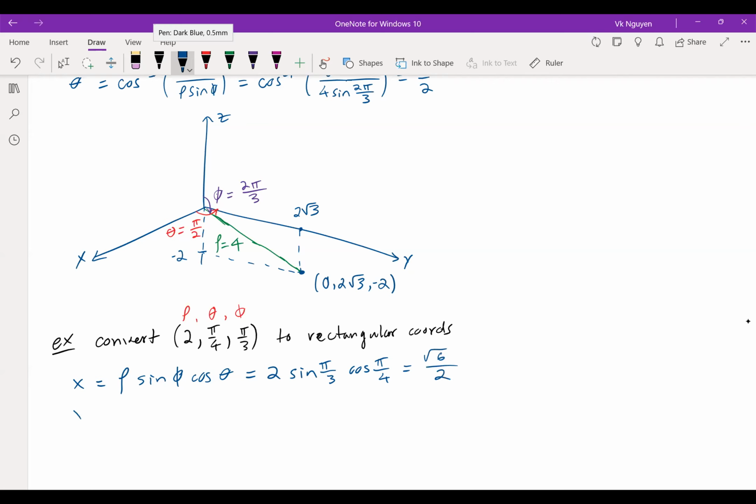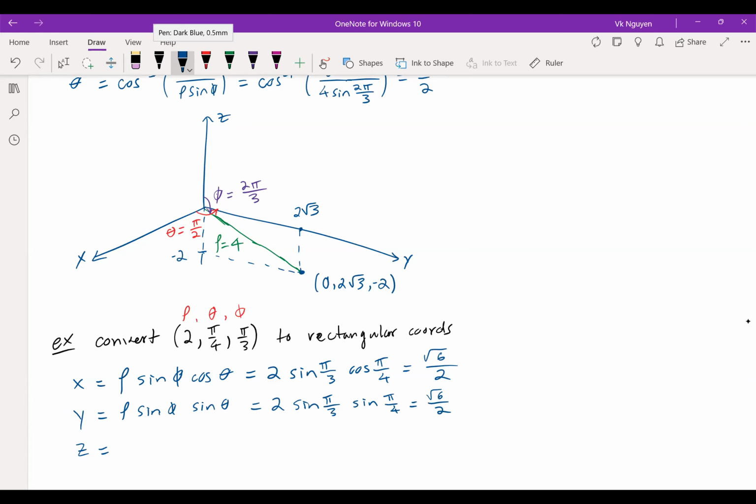Right? Y is rho sine phi sine theta, because it's just all cosine theta or sine theta. 2 sine pi over 3 sine pi over 4. It's the same thing. √6/2.